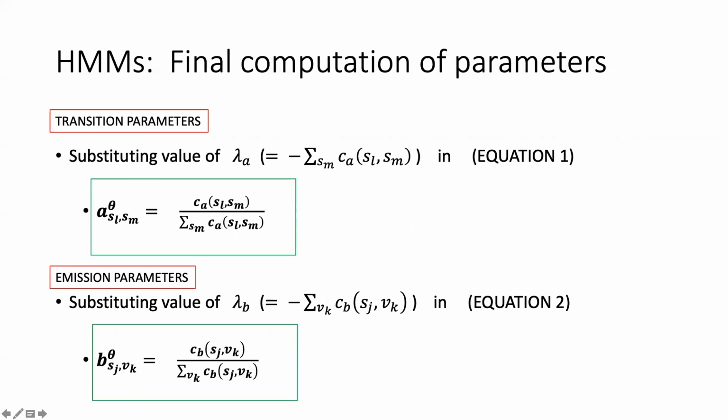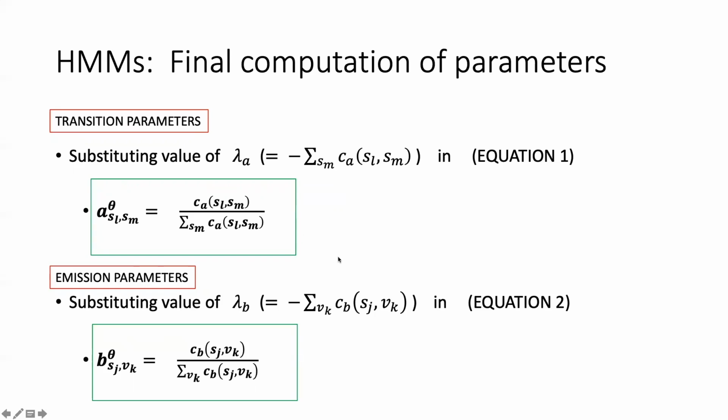So these are the expressions. These are the final estimates of the parameters, by solving the objective function using Lagrange multipliers with the constraints. We arrive at these estimates for transition and emission parameters.